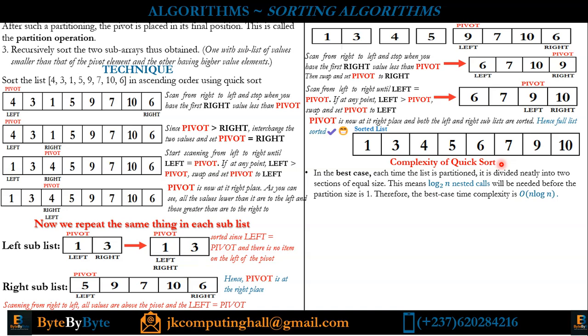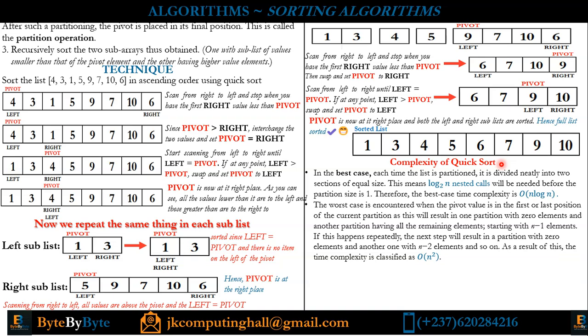O(n log n). The worst case is encountered when the pivot value is in the first or the last position of the current partition, as this will result in one partition with 0 elements and another partition having all the remaining elements. That's the worst case. Starting with n-1 elements, if this happens repeatedly, the next step will result in a partition with 0 elements and another with n-2 elements, and so on. As a result of this, the time complexity is classified as O(n²).